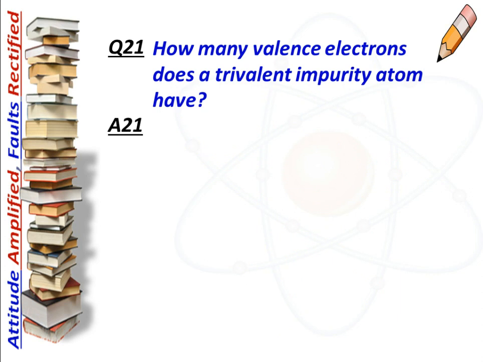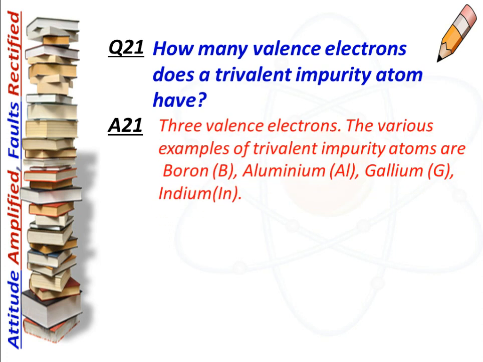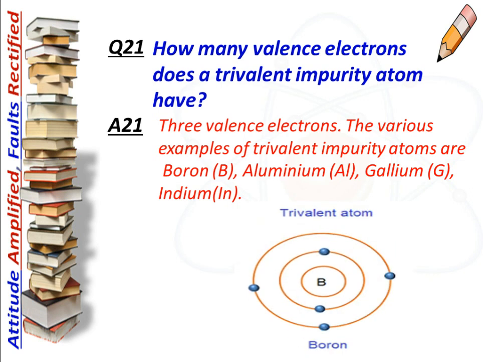How many valence electrons does a trivalent impurity atom have? It has 3 valence electrons. The various examples of trivalent impurity atoms are boron, aluminum, gallium, indium. This is the atomic structure of boron.